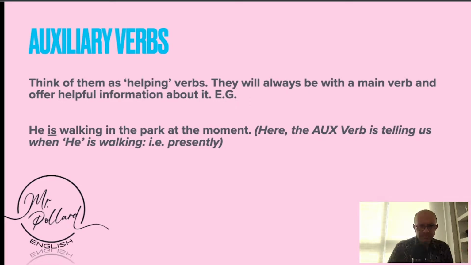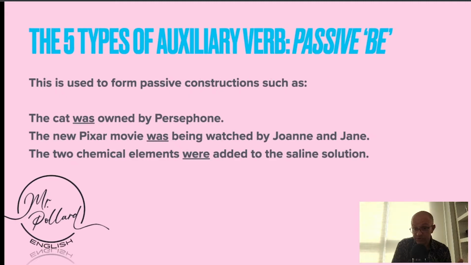presently. Now, there are 5 different types of auxiliary verb. There's the passive be. This is used to form passive constructions such as the cat was owned by Persephone, the new Pixar movie was being watched by Joanne and Jane, the 2 chemical elements were added to the saline solution.